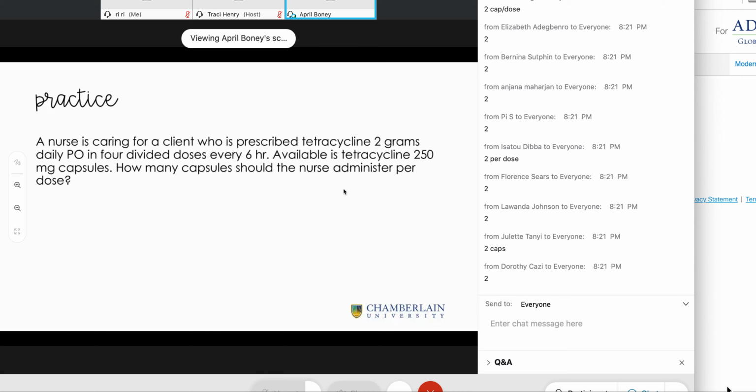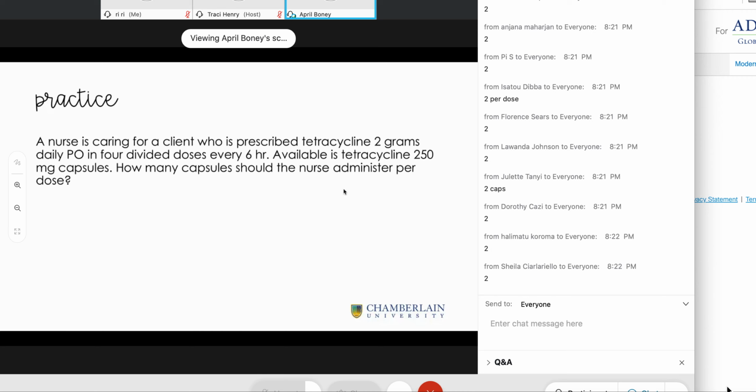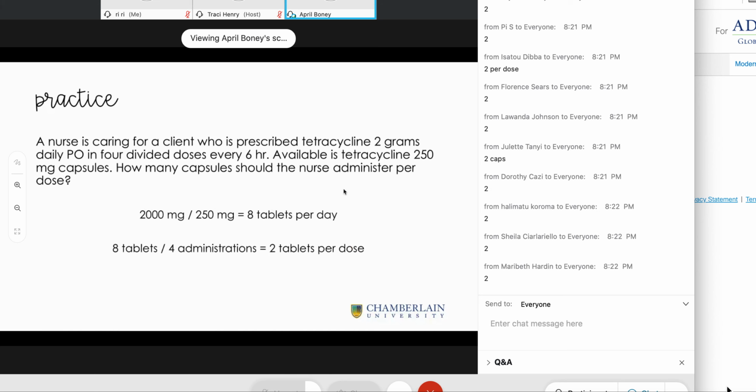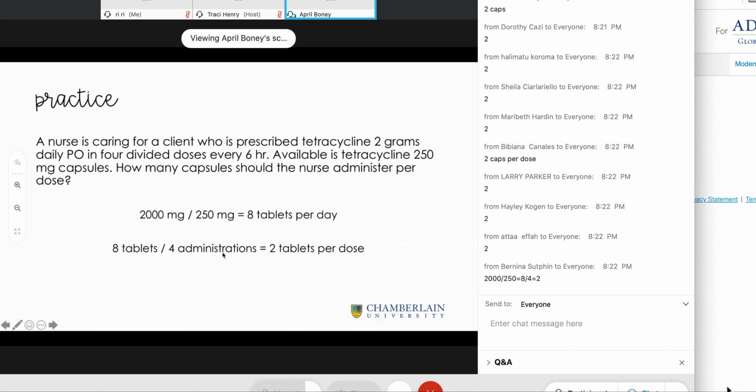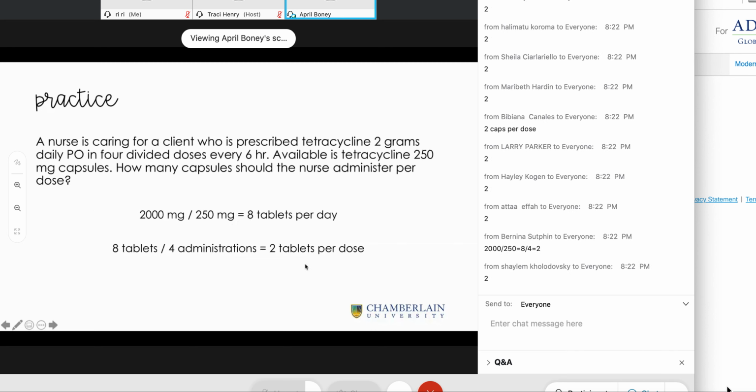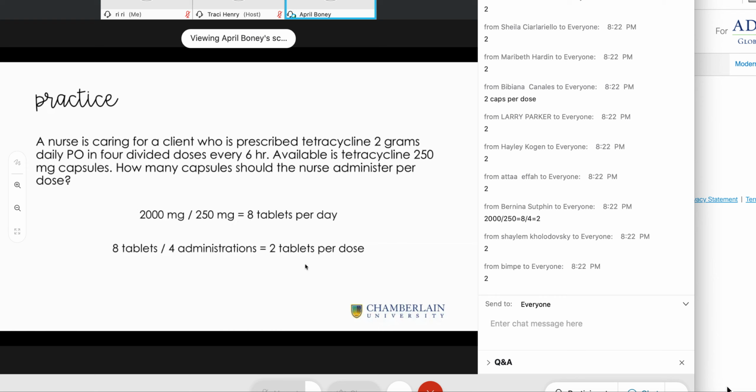2 grams is 2,000 milligrams. We're going to divide that by 250, and that gives us 8 tablets per day because 2 grams is a daily dose. Now we're going to take our 8 tablets and divide it by 4 because we have 4 divided doses. And now per dose is 2 tablets. So I just wanted to give you some examples of how the wording can get kind of tricky. You really have to understand what the prescription is and what the question is asking you.